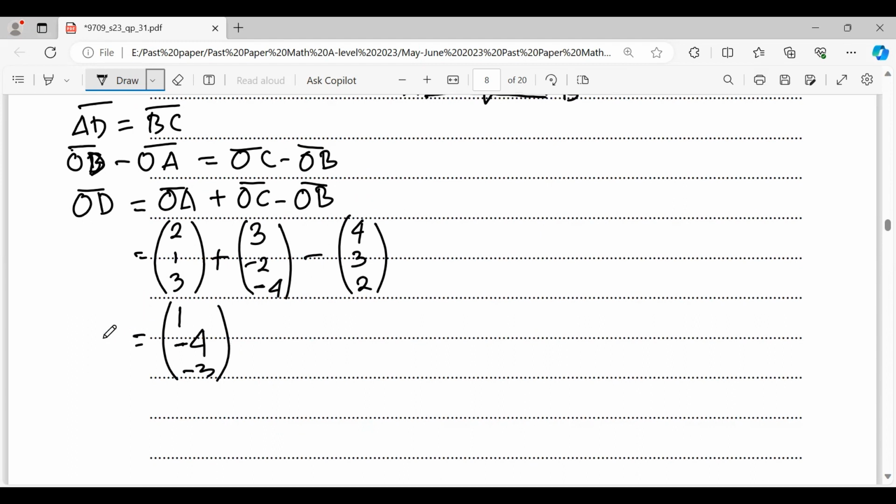So this is D. So position vector OD equals this one. Or in vector form, OD, you may write as i minus 4j minus 3k.